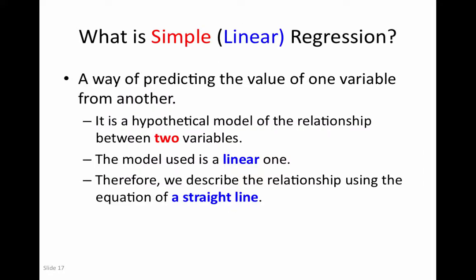What is a simple linear regression? A way of predicting the value of one variable from another. It is a hypothetical model of the relationship between two variables. The model used is a linear one. Therefore, we describe the relationship using the equation for a straight line. What are the two variables? The predictor versus the outcome variable.